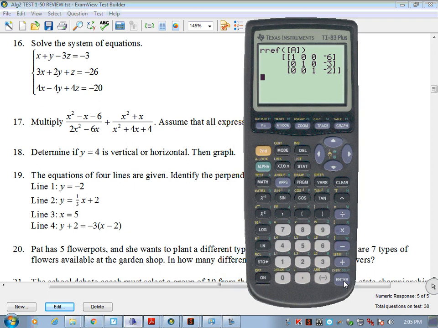You want to be careful in these systems of equations. If they don't put a number in for one of those variables, you need to make sure you put a 0 into your matrix. Okay? So be careful with that. Sometimes they'll get you with that. All right? So negative 6, negative 3, negative 2.